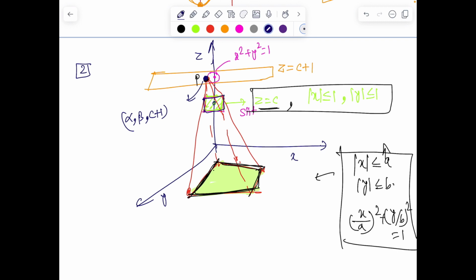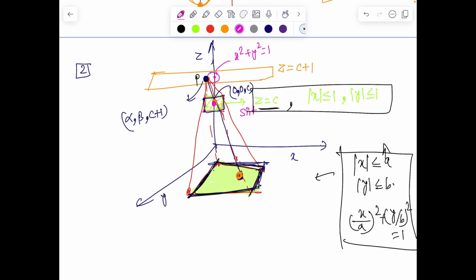Okay, so the midpoint of this rectangular region, in fact a square region, is 0, 0, c, which is the center of this square. So where will be the image of this square? The projected square will definitely also have a corresponding midpoint. Okay, so this will be the midpoint of the projected square. Let us calculate the midpoint of the projected square by projecting the center of the square at z equals c.